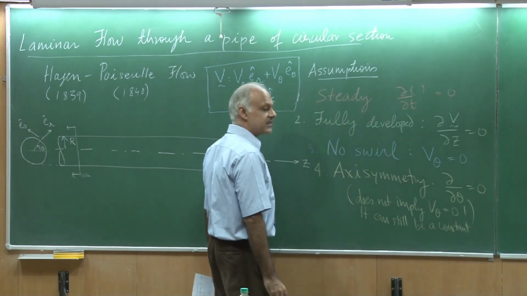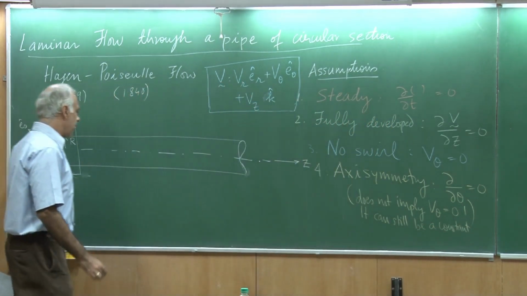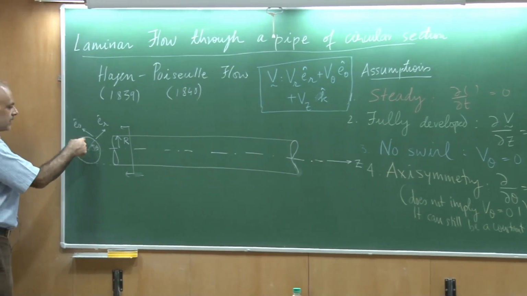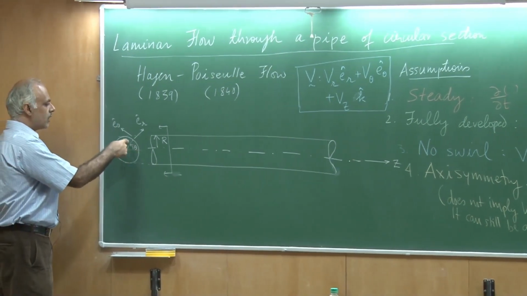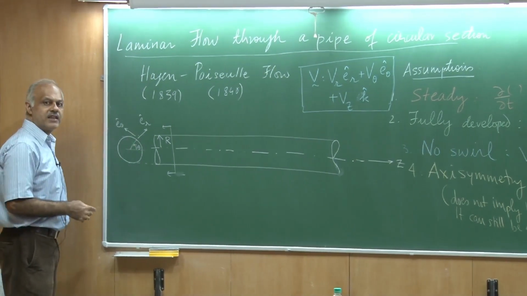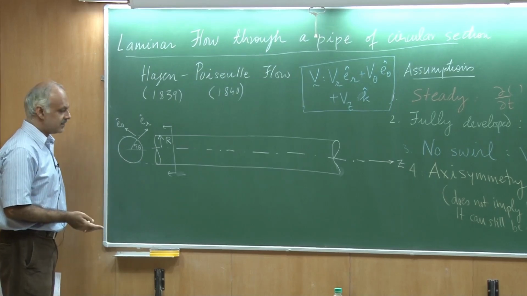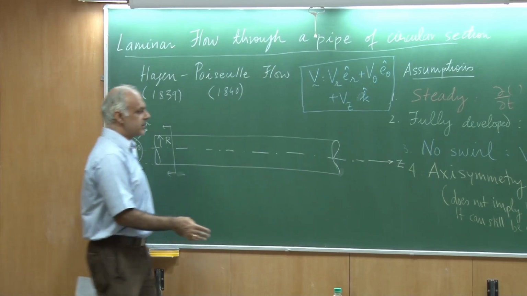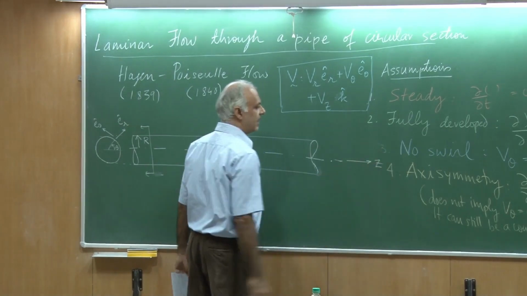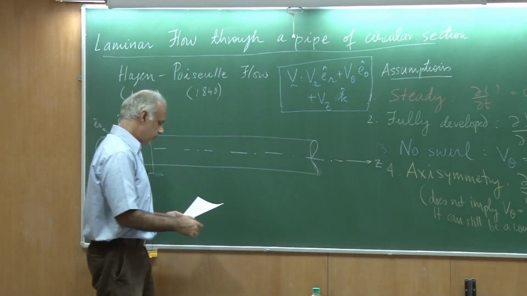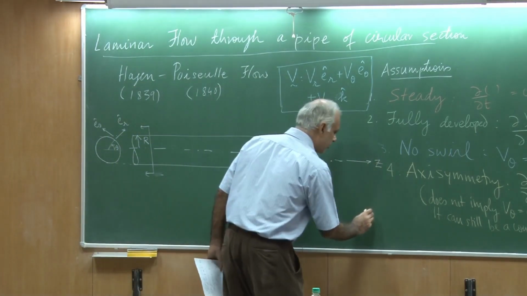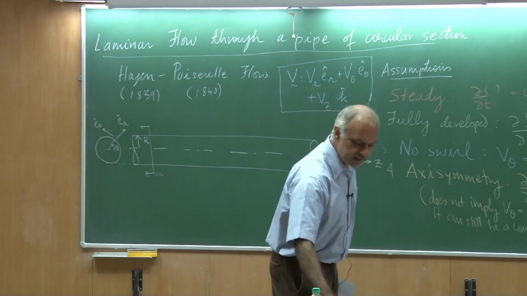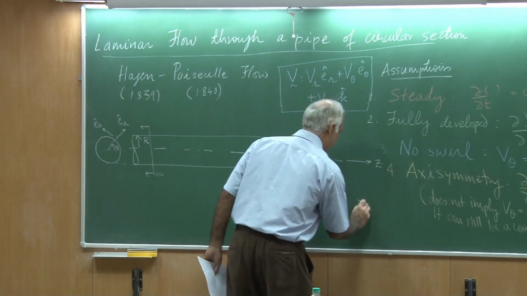A non-zero constant, right? So I could actually have a swirl, but that swirl speed need not depend on theta, and that would still be axisymmetric. Okay, so these two are actually different assumptions. I'm also going to assume, although it is not needed, that my body force is 0.